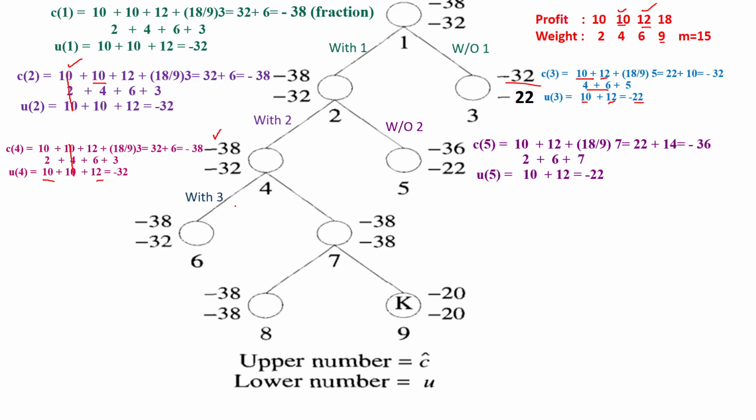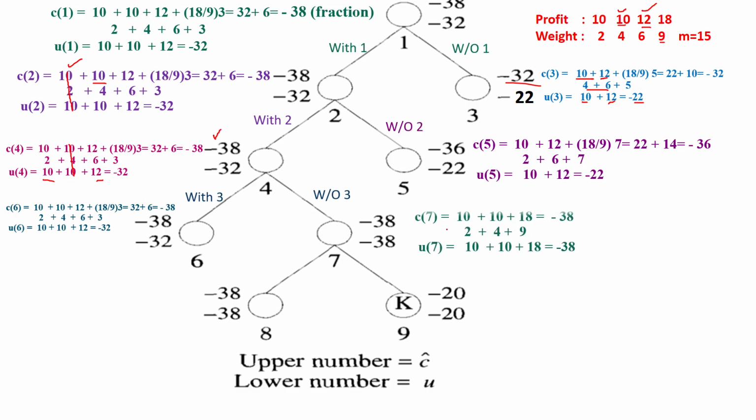Next I'll go for with 3 here. So with 3, it remains as it is. In the first node only you have considered with 1, with 2, with 3. That's why it remains as it is. Next we'll check for without 3 here. Without 3 means this part you are not considering.